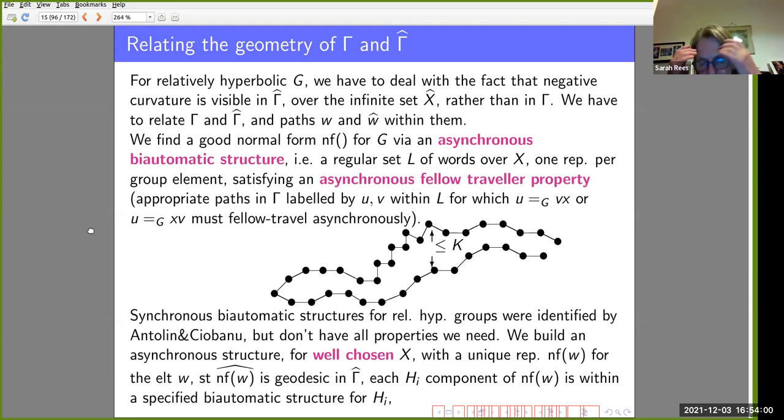I mean, free abelian groups have very nice biautomatic structures, and so we needed those subwords of our words in normal form to be well behaved. And basically we needed good behavior of subwords. We couldn't expect that our automatic structure was subword closed, but we needed the right subwords to be within the normal form. The ones that we were really interested in, we wanted to be particularly well behaved, okay? But we couldn't make it a synchronous automatic structure. That was too much to hope for. But it was good enough if it satisfied an asynchronous fellow traveler property, okay?